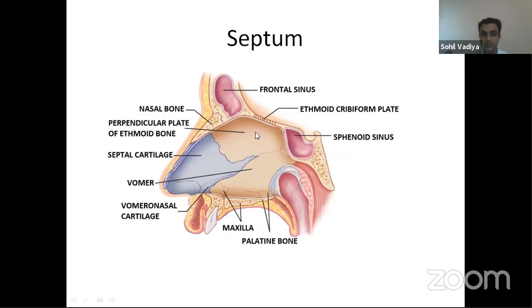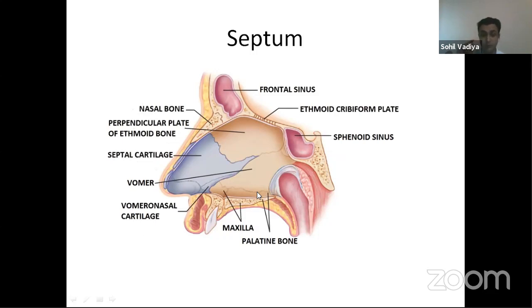Then there is a perpendicular plate of the ethmoid bone. Then there is a vomer bone. Vomer is a separate bone. It's not part of any other bone. Perpendicular plate of ethmoid bone is related to the ethmoid bone. And the crest of maxilla and the crest of palatine bone. So this much we should know. Some part of the septum is contributed by the sphenoid bone here, very, very small part. And some part here in the very posterior part.